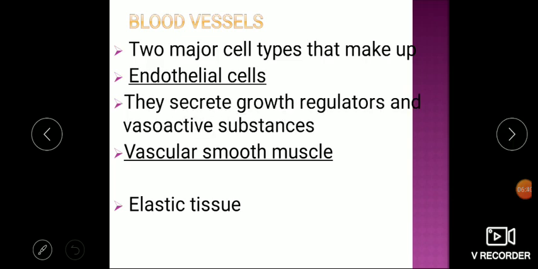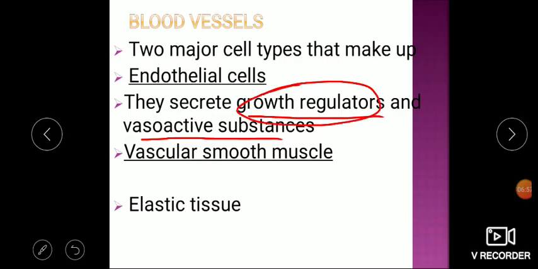Now the endothelial cell secretes growth regulators and vasoactive substances. The chemistry of this is very vital. Growth regulators, and this, is the area where we are working for so many things. Simply for cancer: you know that cancer is nothing but growth of any cell of the body. It needs a blood supply. So if you are able to stop its blood supply by countering these growth regulators, you can win against cancer. That's what I'm telling you.